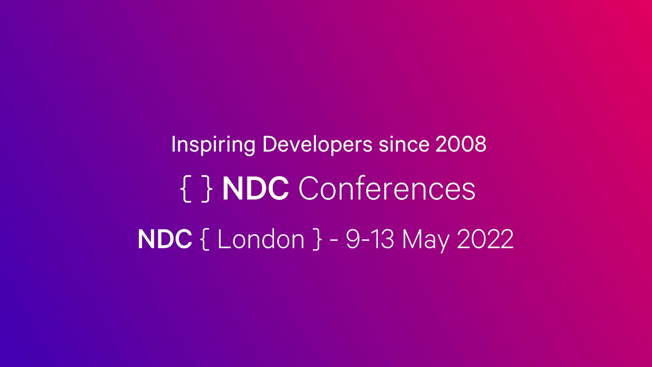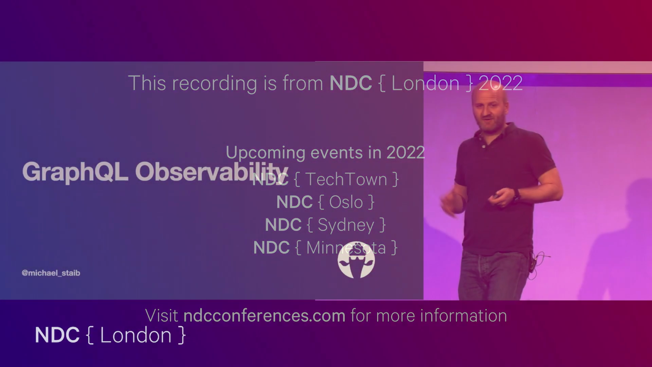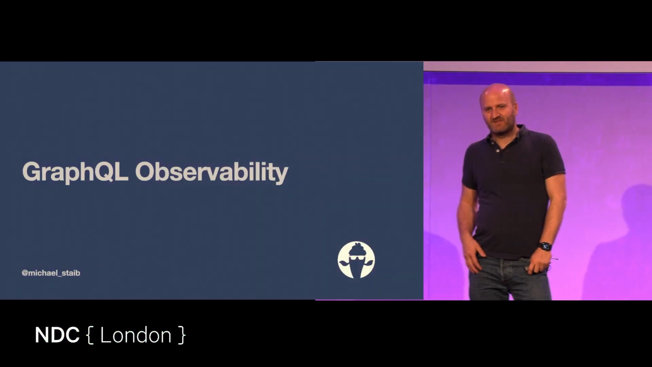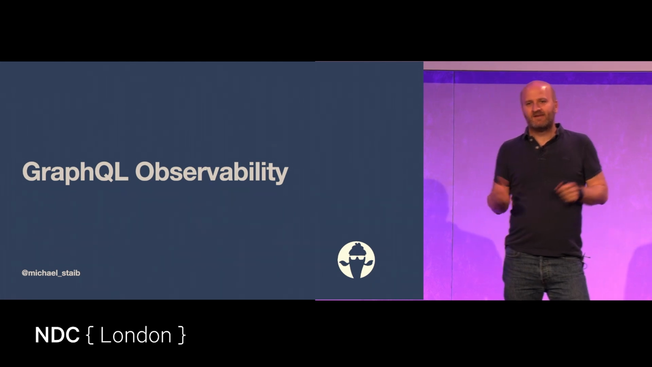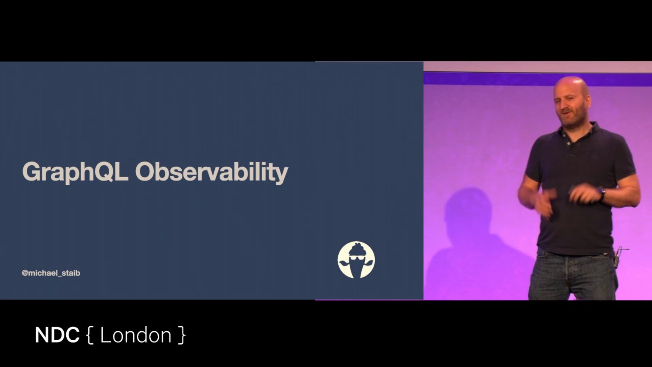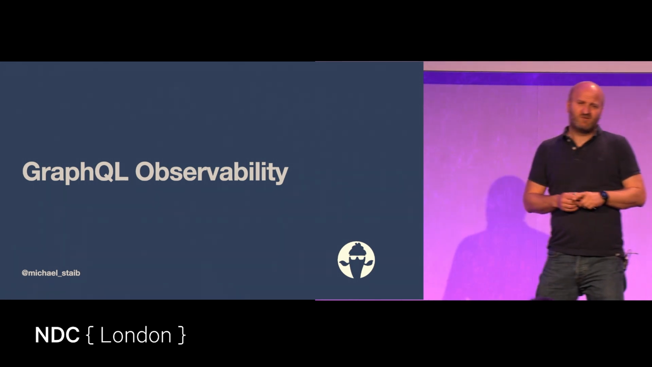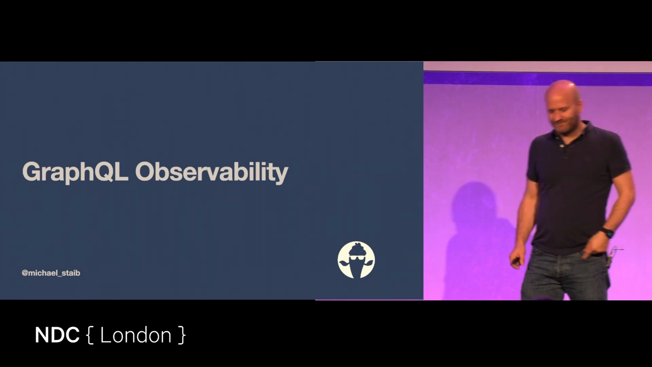I think we can start. So my name is Michael Staib. I'm the author of the Hot Chocolate GraphQL library in .NET, so one of the biggest GraphQL implementations in the .NET ecosystem. And I'm also one of the members of the GraphQL Technical Steering Committee. Today I want to talk to you about GraphQL observability.